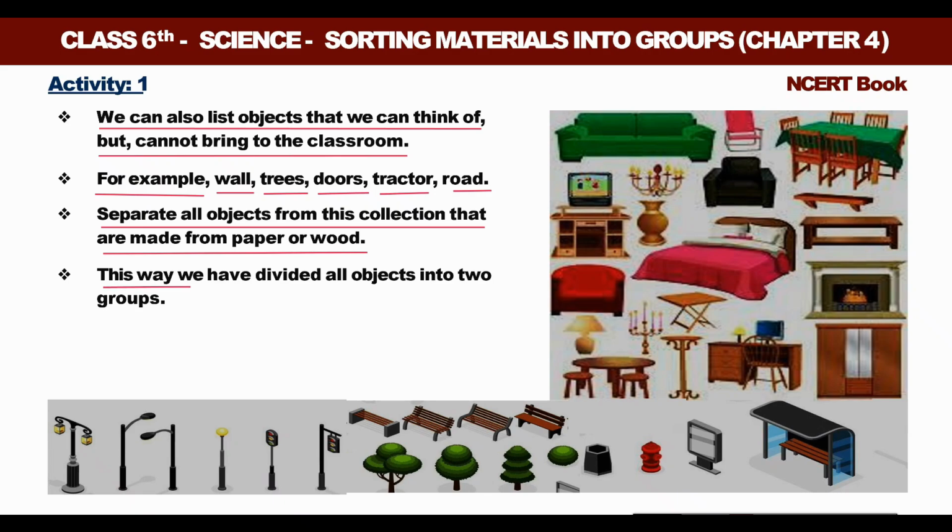This way we have divided all objects into two groups. Here it is on the basis of that one. We can say it is made of paper or wood. We have to divide into two, so the grouping is based on this. The number of groupings can vary: 3 groups, 4 groups: wood, metals, paper, and plastics. Different kinds of groupings you can create.